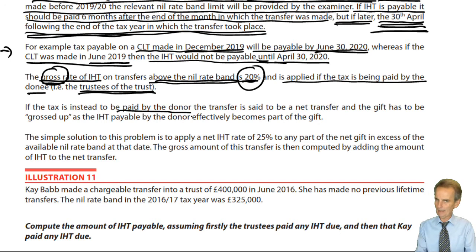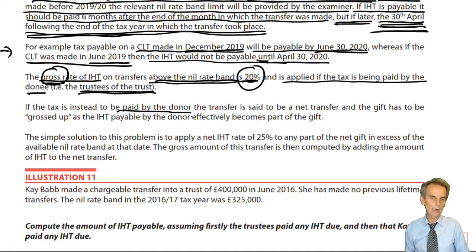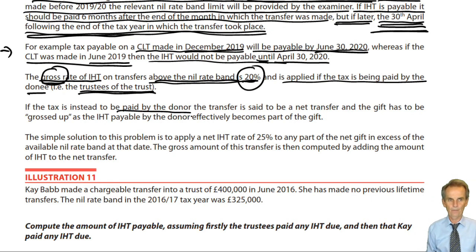Now, of course, don't panic at this point. It isn't going to be paid by the trustees out of their money. The trustees hold the purse strings of the trust. So it is the trust that will bear the cost of that tax. The trustees simply sign the cheque or make the transfer to HMRC in relation to that tax charge.